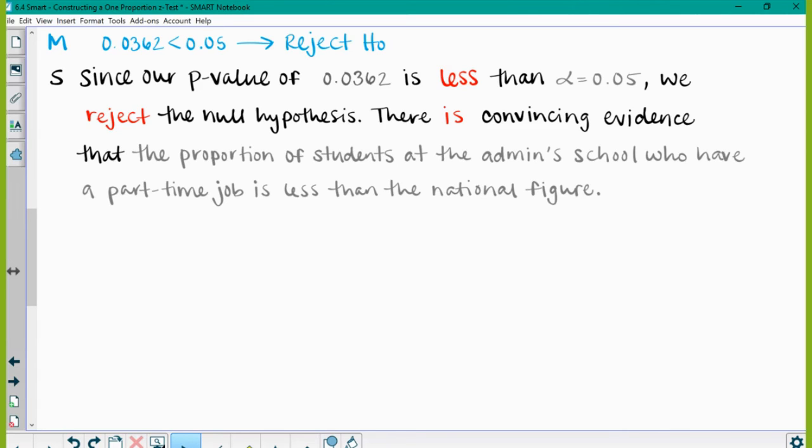So I'm going to give you a minute or two to finish writing your conclusion, and then we will move on to our final example.